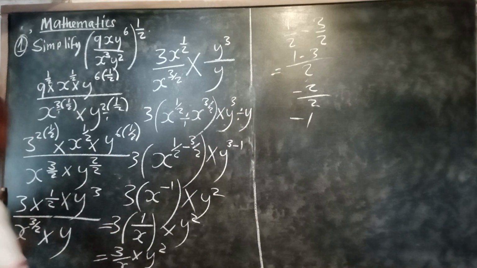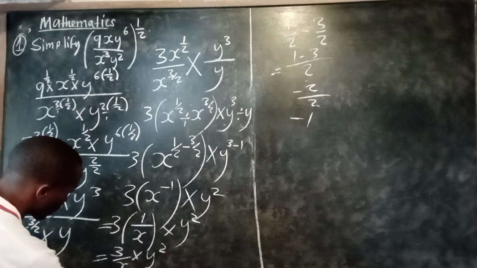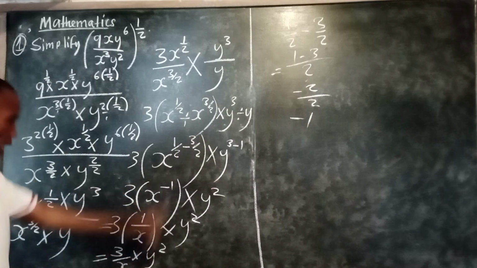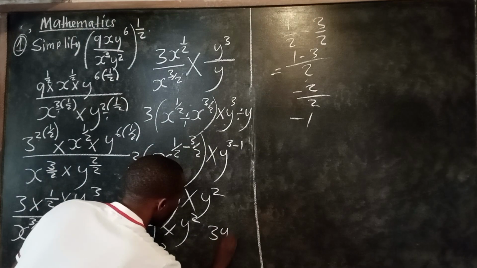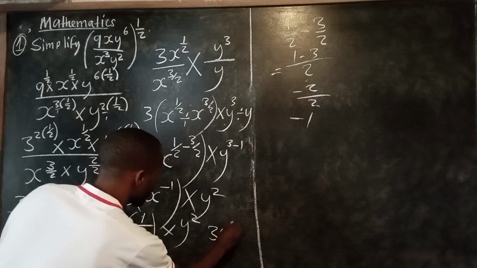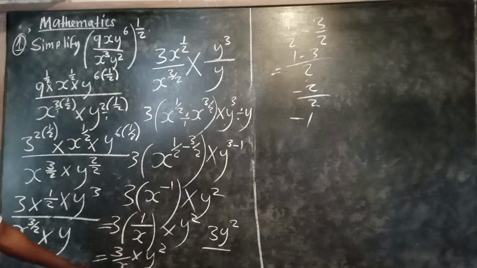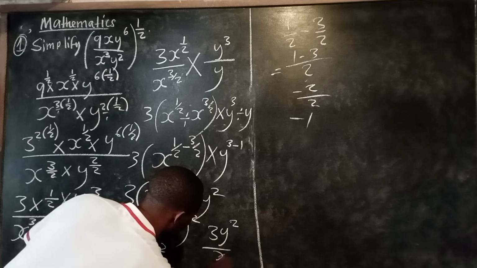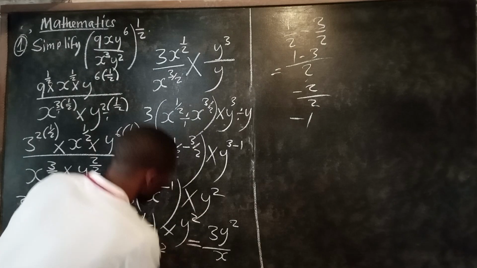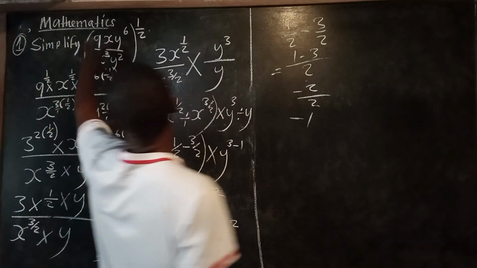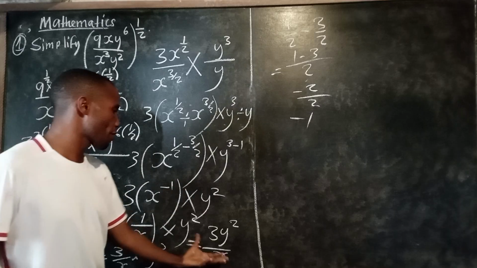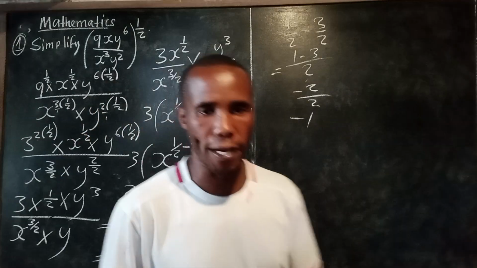Okay? So when we simplify further, we just say over 1 there. 3 times y squared. So 3y squared over x times 1, it's x. Therefore, to simplify this one, the answer will be 3y squared over x.